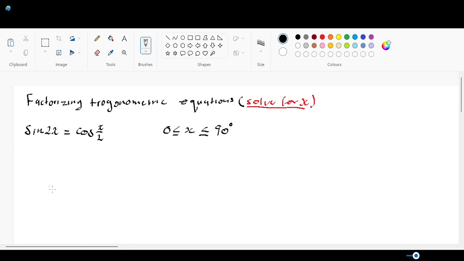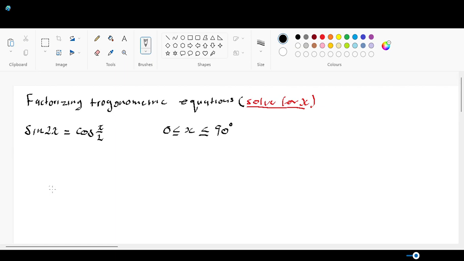Anyway, guys, so last time we were solving for x and we have a problem that is very similar to this one. So guys, when you come across this type of equation, as you can see here, we have sine 2x equaling cos of x over 2, in fact. So as you can see, they're actually identities.